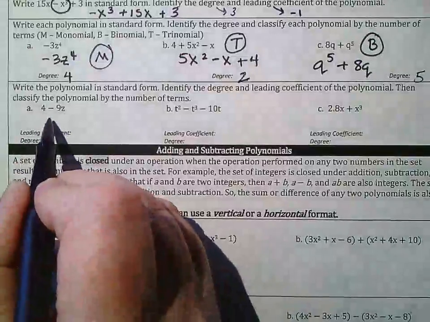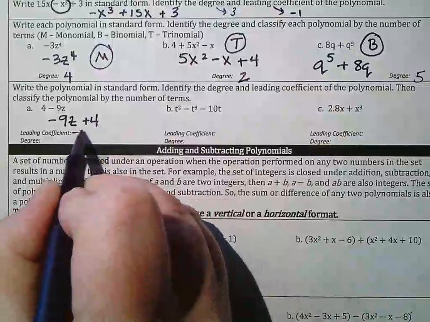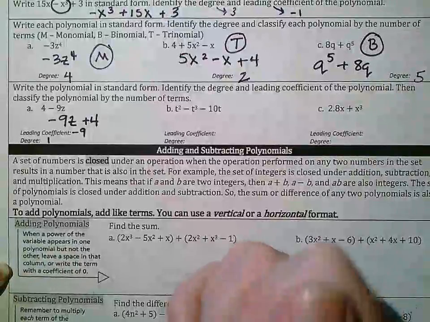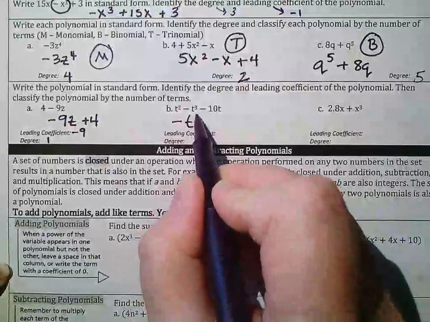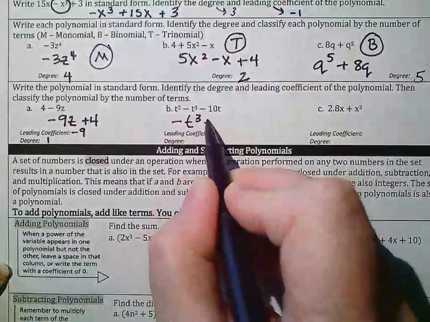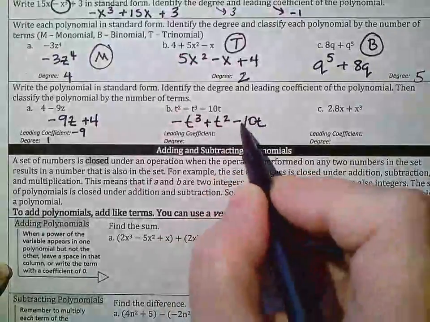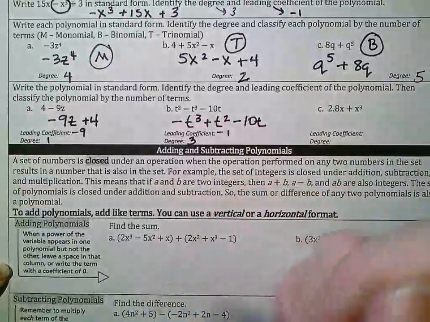So this is negative 9z plus 4. My leading coefficient is negative 9, and my degree is 1. Check your work as you're going. Hopefully you did this beforehand. Negative t to the 3rd plus t squared minus 10t. This leading coefficient is negative 1 with a degree of 3.